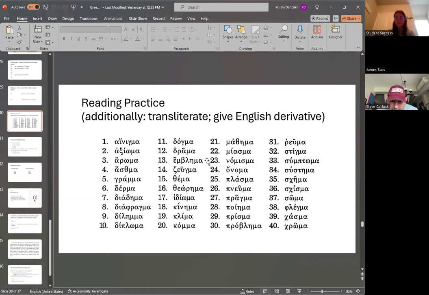On 23, the fourth letter, is that the iota? Yeah, that's an iota. Okay.